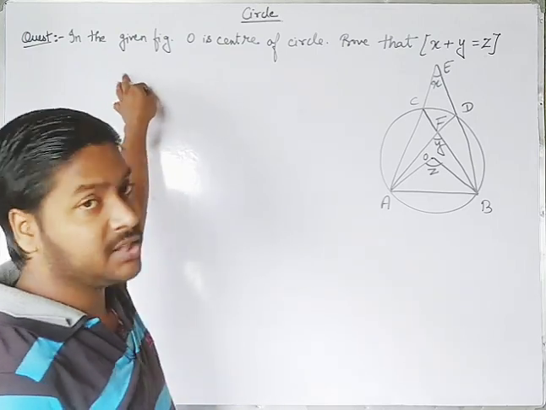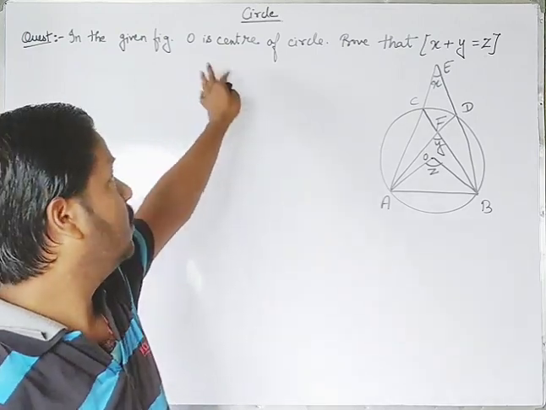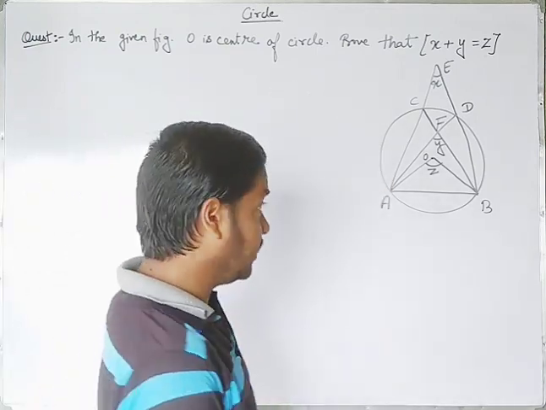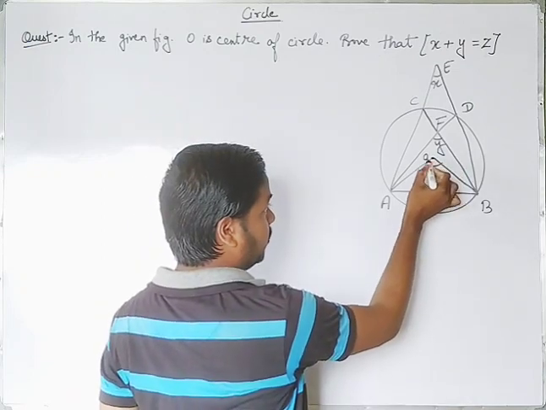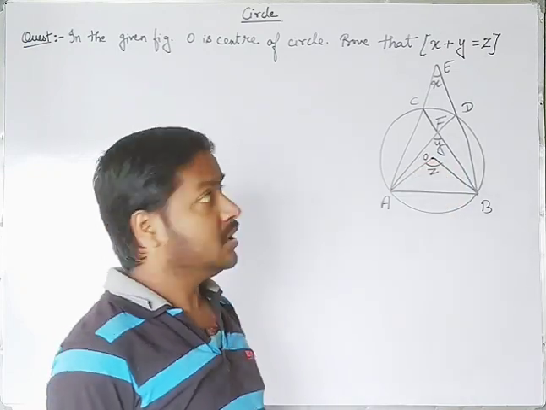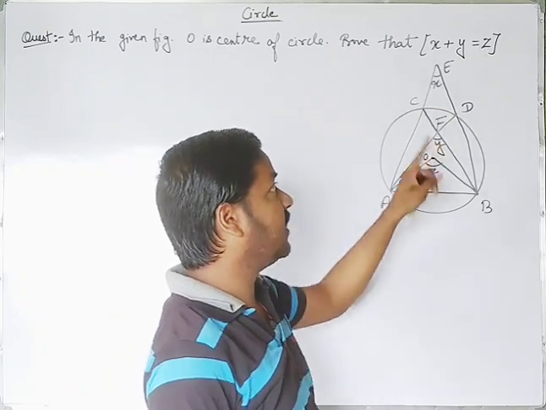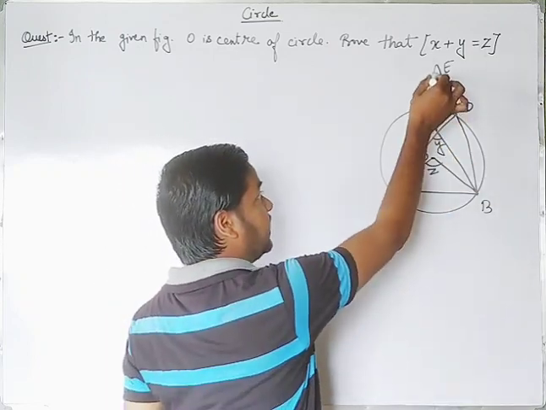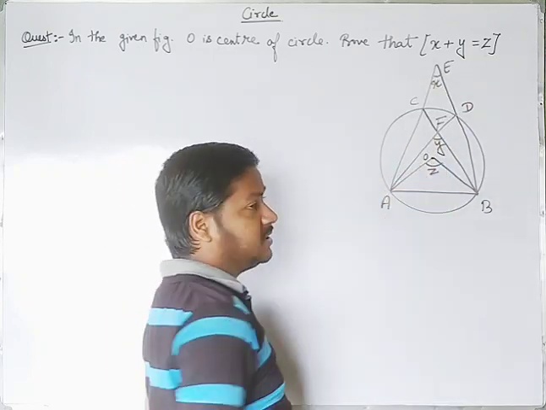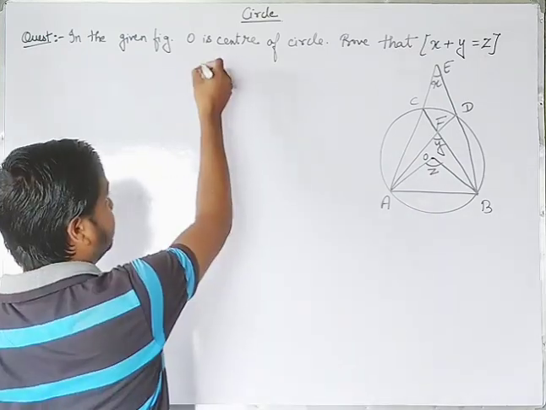The question is: in the given figure, O is the center of the circle. Here it is O, this point is O, the center of the circle. And we have to prove that x plus y is equal to z. Here it is x, here it is y, here it is z. So at first we will write the given.